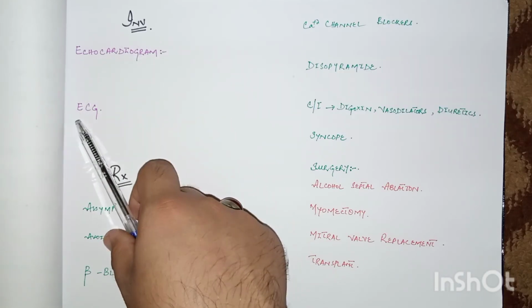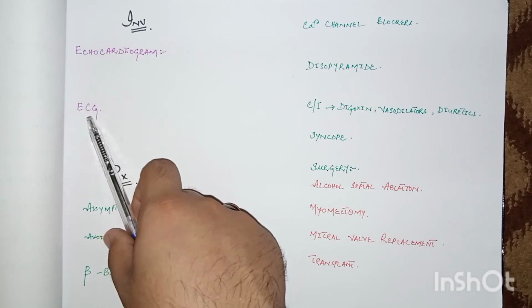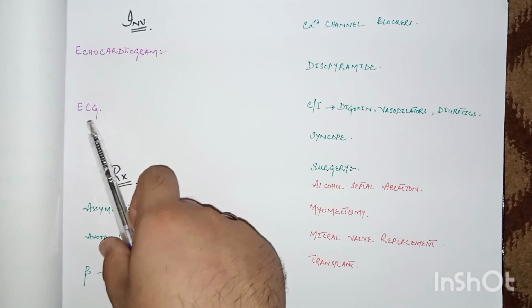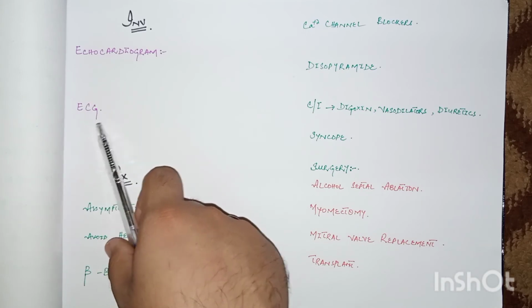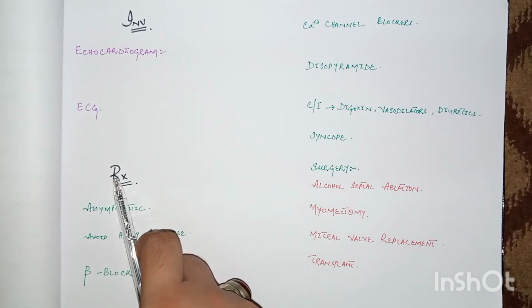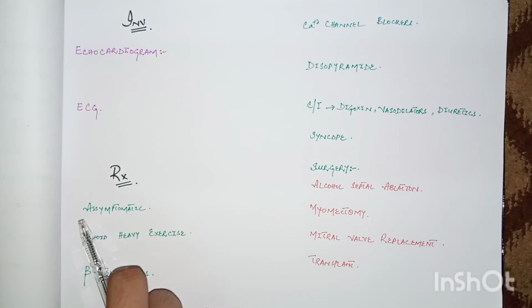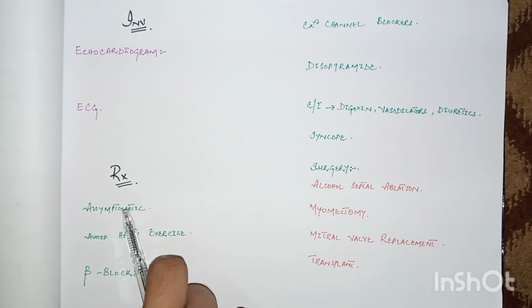Another non-specific investigation is ECG, electrocardiogram, which shows the left ventricular hypertrophic changes and also ST depression and T wave inversion because of ischemia. Now come to the management of hypertrophic obstructive cardiomyopathy. If the patient is asymptomatic, then there is no need to give treatment, and especially avoid heavy or strenuous exercises in all the patients. The first line drugs are beta blockers like carvedilol, bisoprolol, and metoprolol.